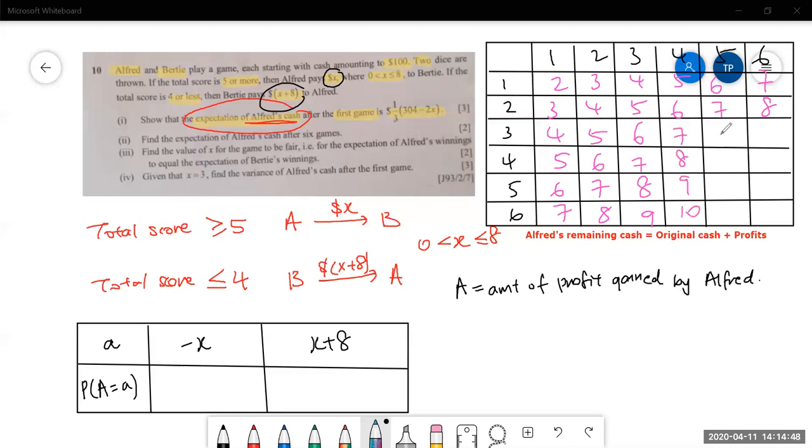3, 4, 5, 6, 7, 8. 4, 5, 6, 7. 5, 6, 7, 8. 6, 7, 8, 9. 7, 8, 9, 10. 8, 9, 10, 11. 9, 10, 11, 12.